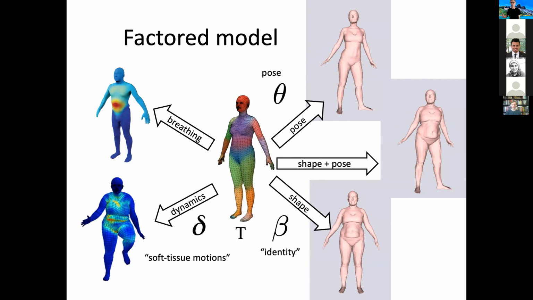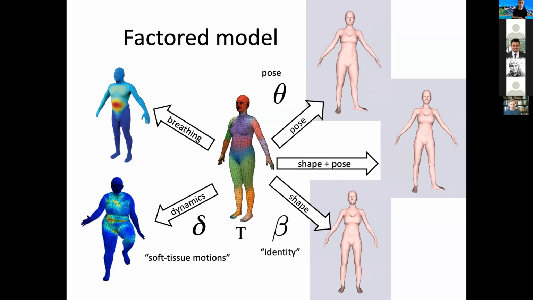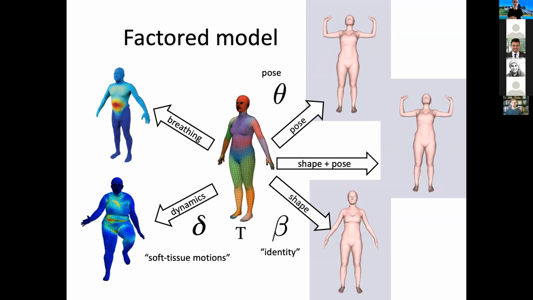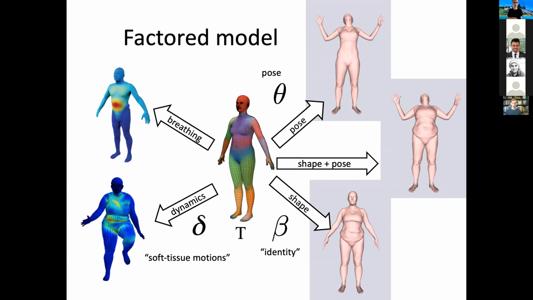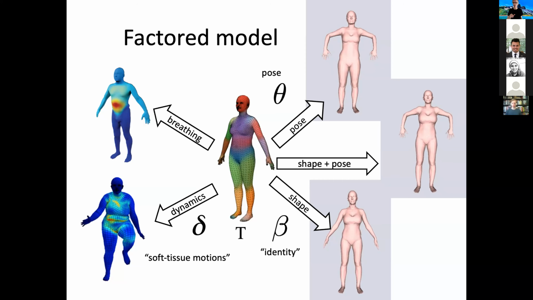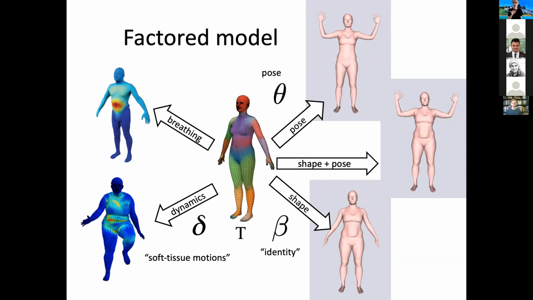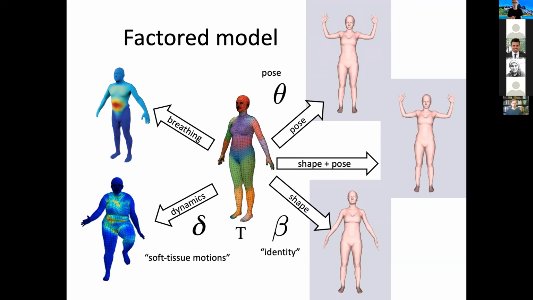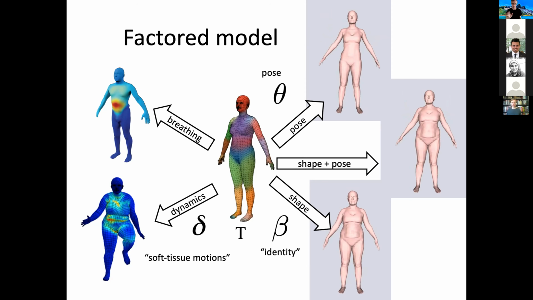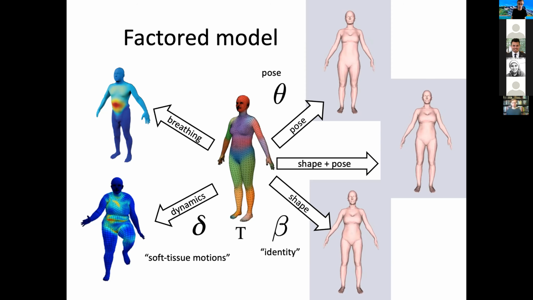And there's other kinds of factors that we've explored. For example, breathing can be layered on top of this, and dynamics, soft tissue dynamics could be layered on top of this. There's a key difference between the SCAPE model. SCAPE was a multiplicative model of deformations, and SMPL is an additive model. And there's pros and cons to each of those, but the additive model is particularly simple.